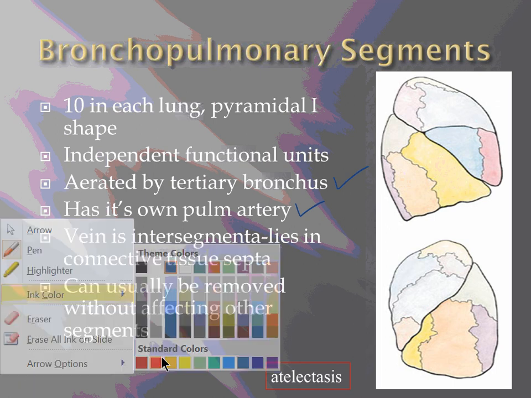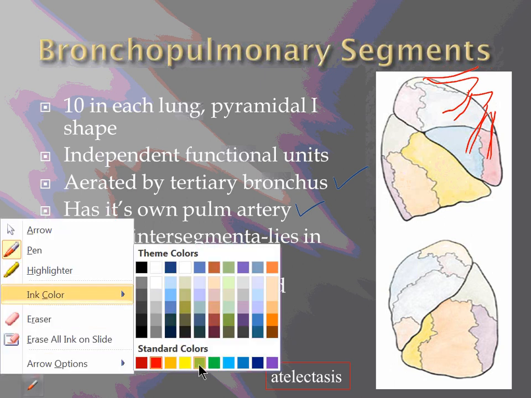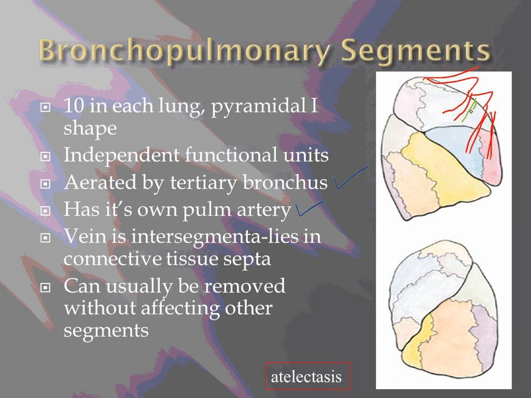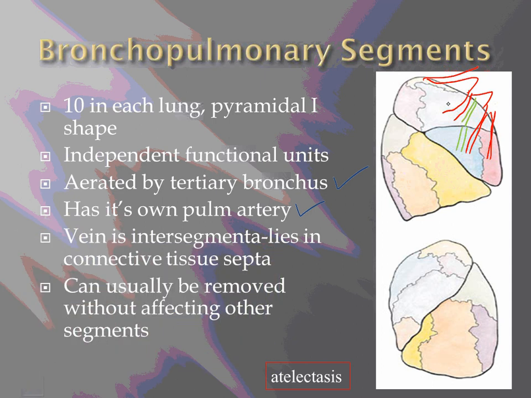So let's say if I was to draw this, this is the pulmonary artery going to this bronchopulmonary segment. This is a branch of the pulmonary artery going here. Here's a branch going here. The bronchus, so it has its own bronchus as well. So here's the bronchus. I'll just draw for two of them. The veins are intersegmental, which means the veins don't lie inside the segment, they actually lie in between the segments. These are pulmonary veins which lie in between the segments, and then they will pass out.